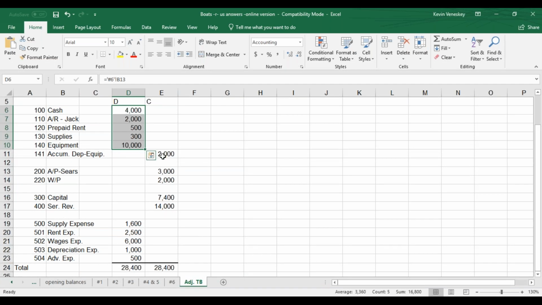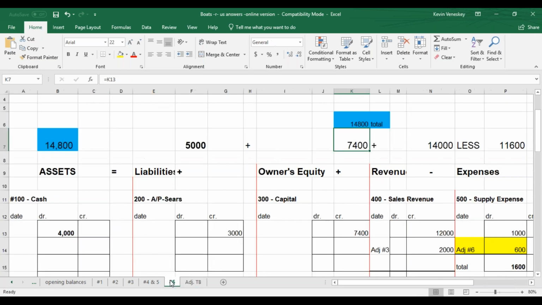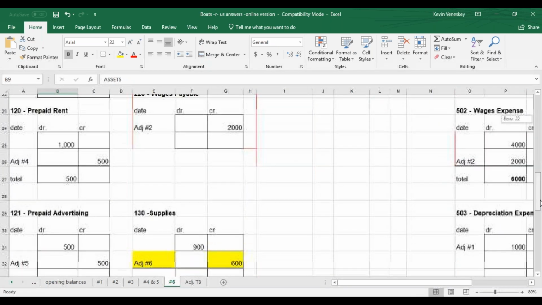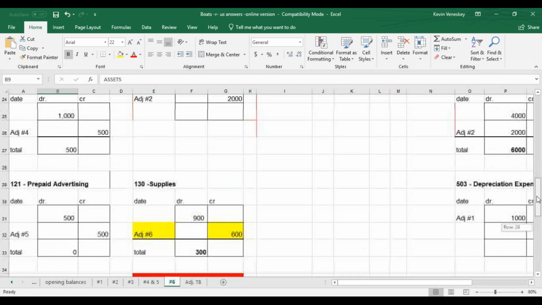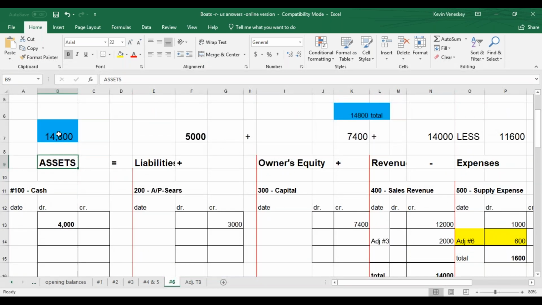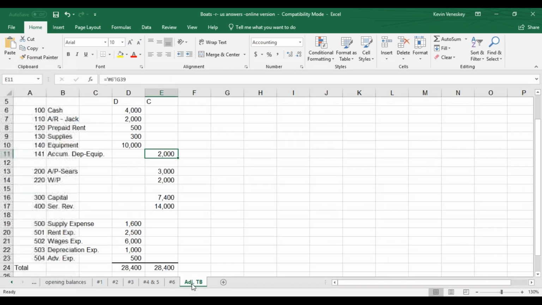So we got all of our debits. And then remember, this is a contra account. I should go back to this. When we get to 14.8 for the assets, that's why I had put this one in red, because this is a contra account. So it's a negative 2,000 because it's a credit balance. So if you were getting 18.8, that would be why. You need to subtract the 2,000, not add the 2,000.